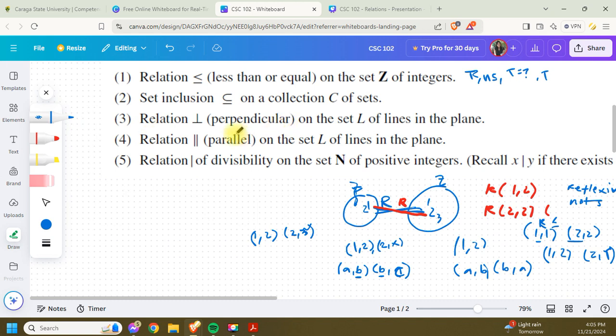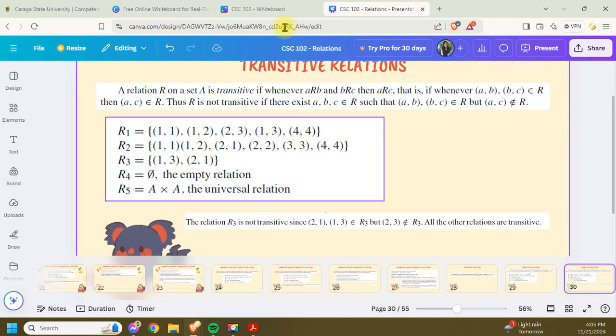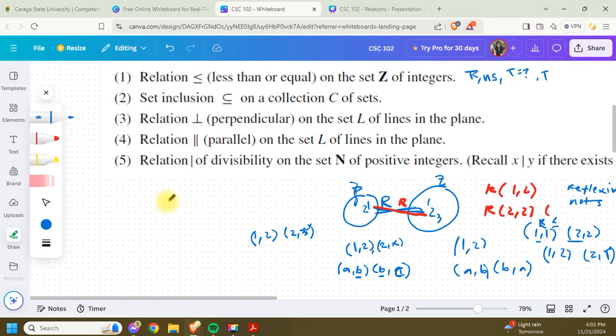Now, I will go to perpendicular and parallel. Actually the answer for this one is in the slides, or in the book. For number 3, suppose these two lines, line 1 and line 2, are perpendicular. So their relationship is that these two lines are perpendicular.